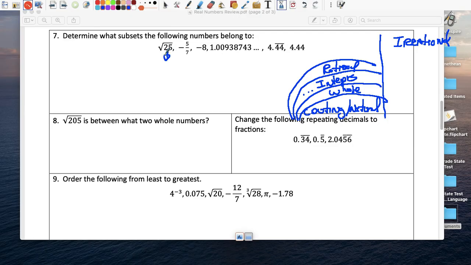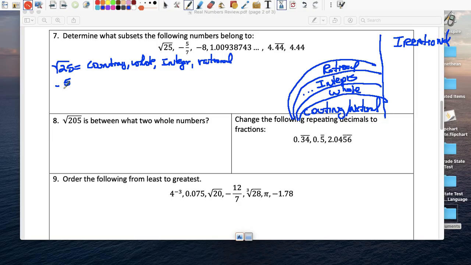The square root of 25 is also known as just simply 5. So where would you put 5? Well, 5 is a counting number. 5 is a whole number. 5 is an integer, and 5 is rational. So the square root of 25 is all of them: a counting number, a whole number, an integer, and a rational.